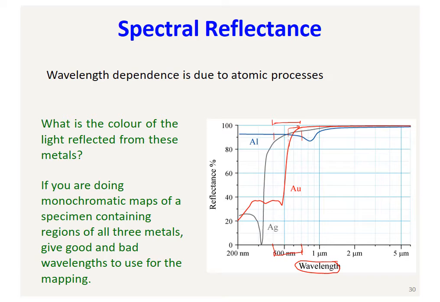If you wanted to form an image which told you about the locations of these different metals, then you could, for example, choose a wavelength around here in the violet blue. That would certainly tell you where the gold was located, because that would appear very dark compared to the aluminium and silver. If you wanted to differentiate between aluminium and silver, then you could go further out into the ultraviolet, where aluminium is highly reflective, but silver looks quite dark.